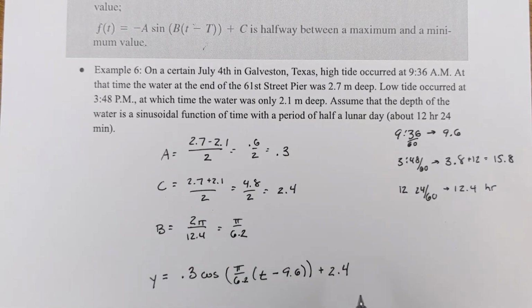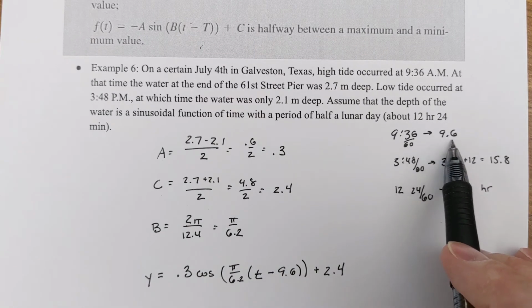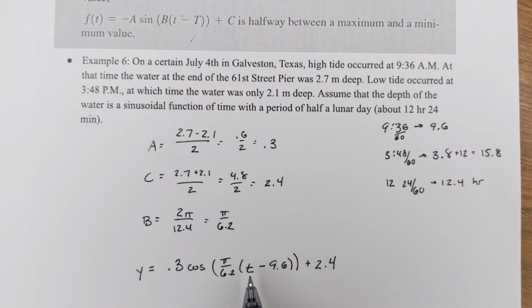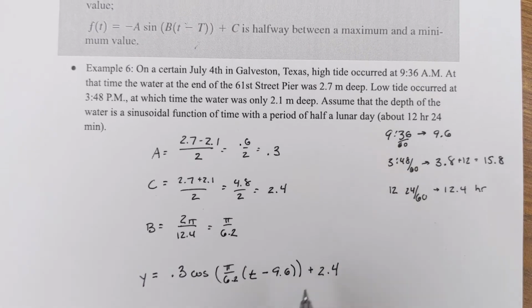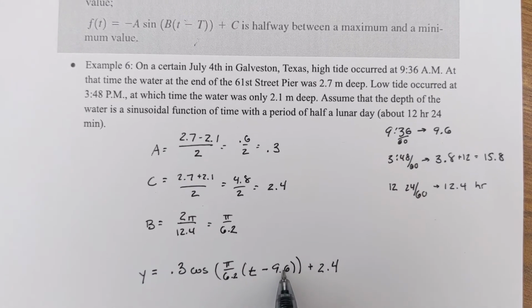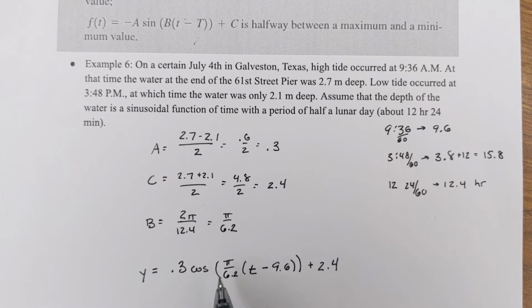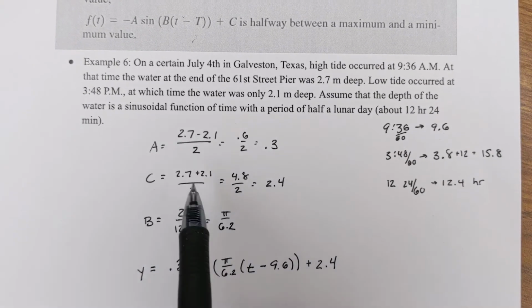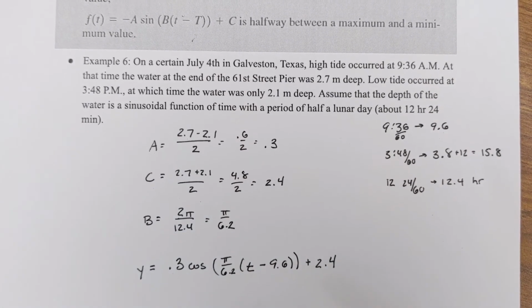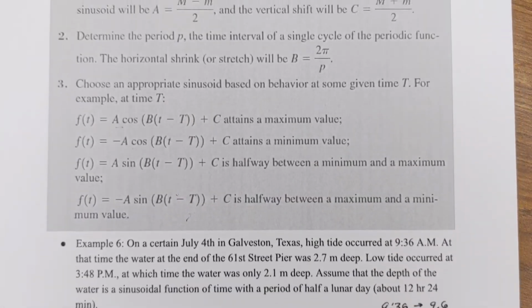Essentially, I'm measuring my time starting at midnight. So if I plug 9.6 in, this becomes 0. The cosine of 0 is 1. I get 0.3 times 1 plus 2.4, which gives me my maximum height there. So this is your equation, just working through these steps.